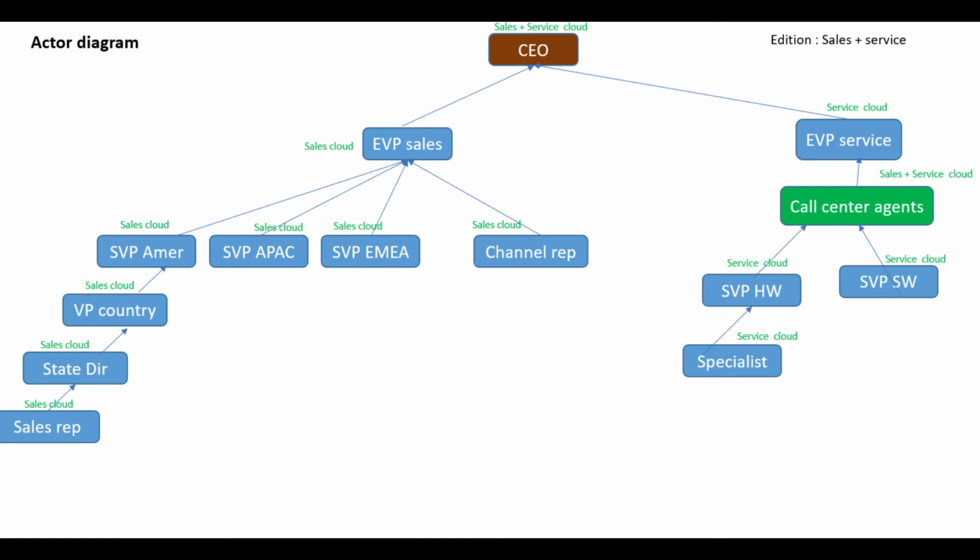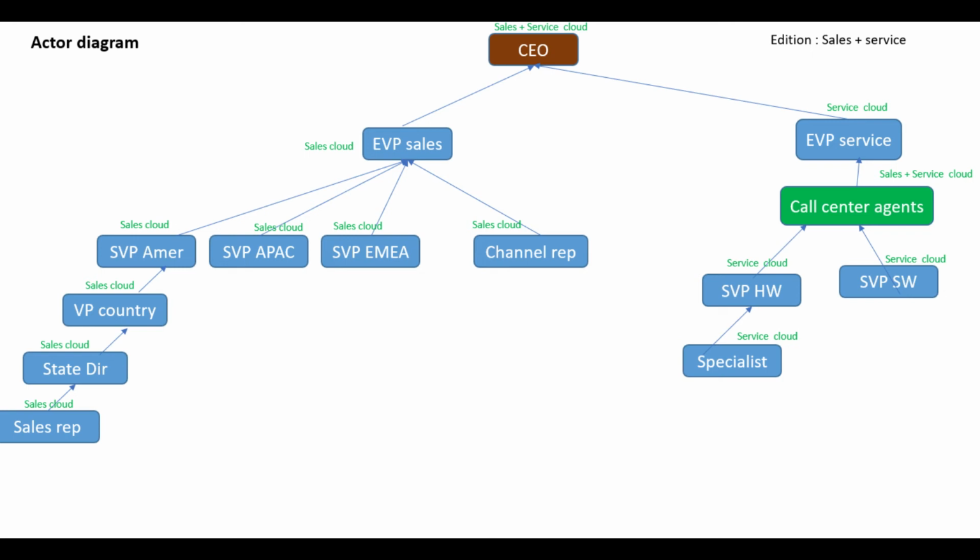So let's look now at the actor diagram. The actors are basically the users and the main people involved in this scenario. I have depicted it in the form of a role hierarchy, and there are various other ways of depicting it, but this seemed more intuitive given the requirements stated on the first page, which are all based on a role hierarchy. At the very top, we have the CEO role, which gets split into two, one on the sales side and the other on the service cloud side. So basically, we have EVP of Sales and EVP of Service. Then we have the SVPs of each of the regions reporting to the EVP, and then the vice presidents, the state directors, and the sales reps.